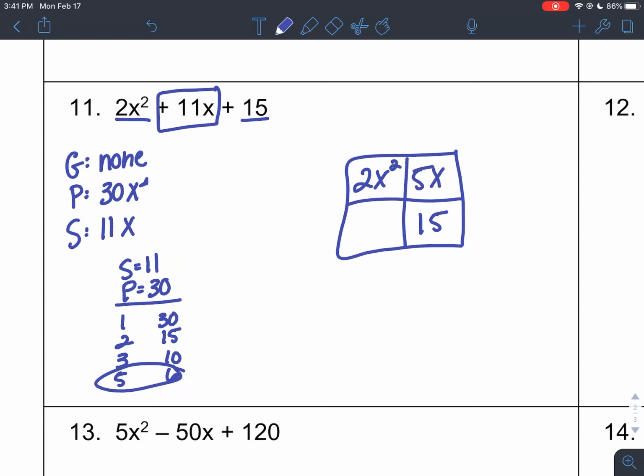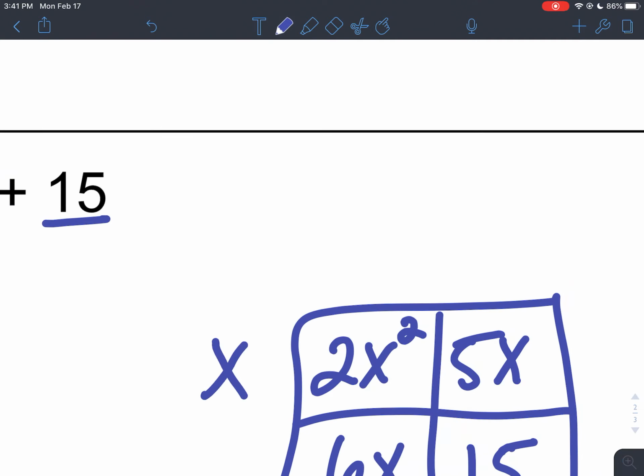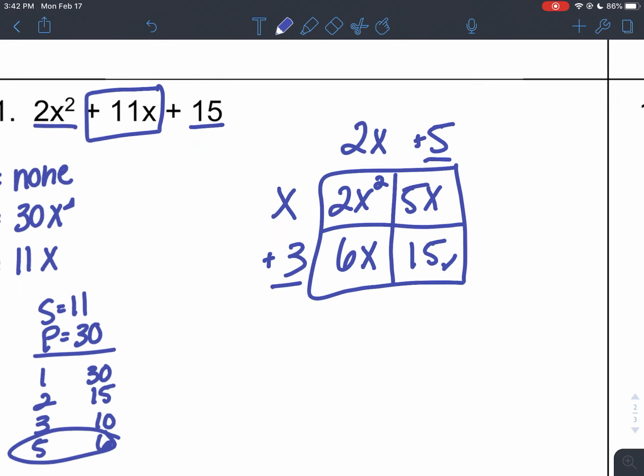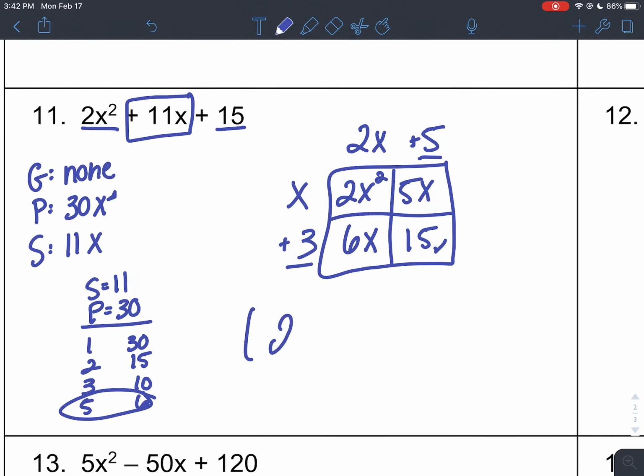So I'm going to plug them in. It doesn't matter which one goes where. And I need to add my x's. X can be pulled out of 2x squared and 5x. X times 2x gives me 2x squared. X times 5 gives me 5x. 2x times a positive 3 gives me 6x. And 3 times 5, does that give me 15? Yes, it does. So this one, my factors end up being 2x plus 5, x plus 3.